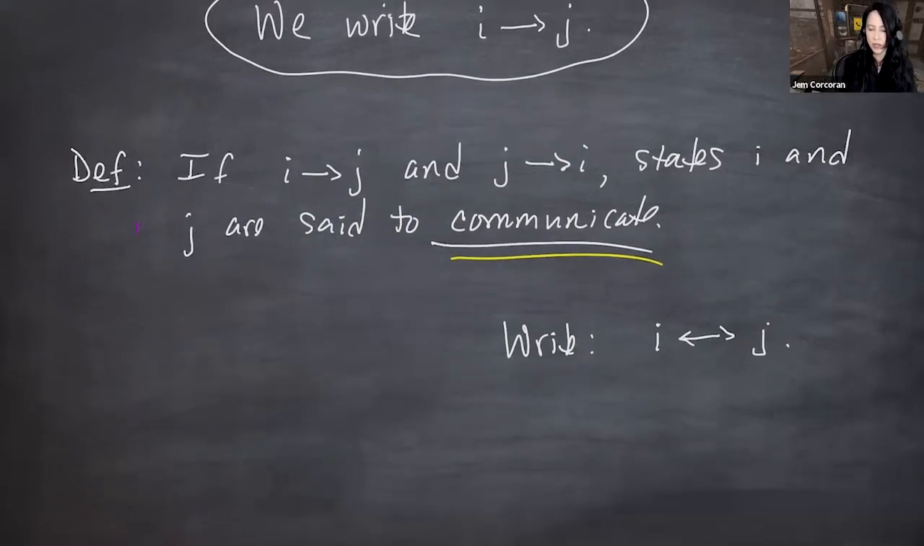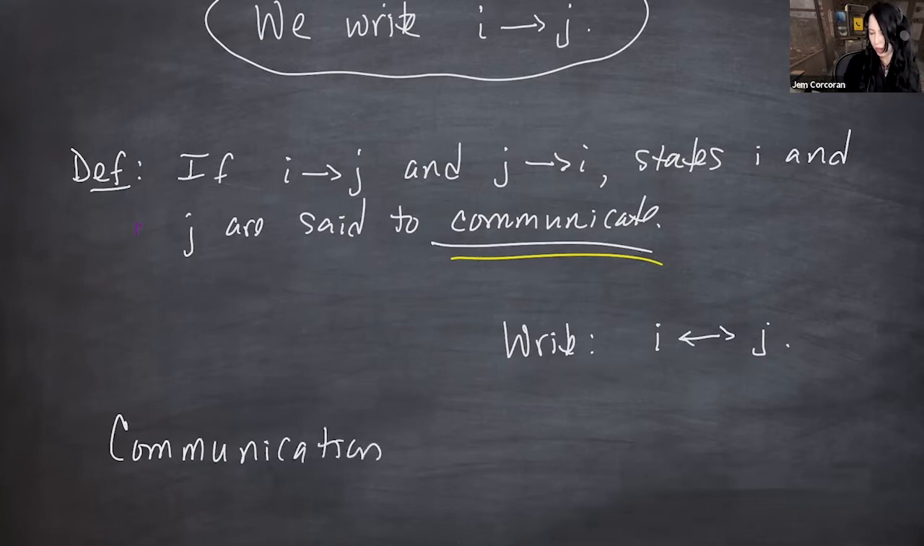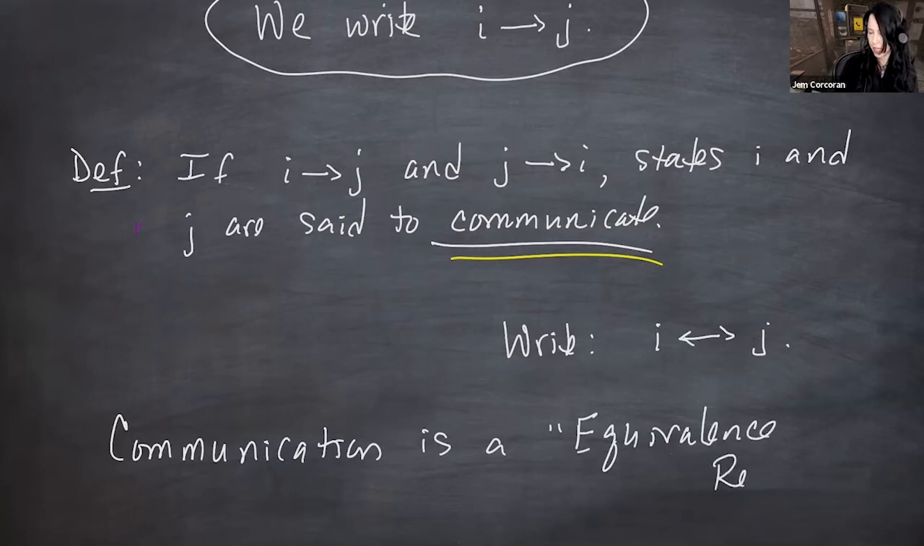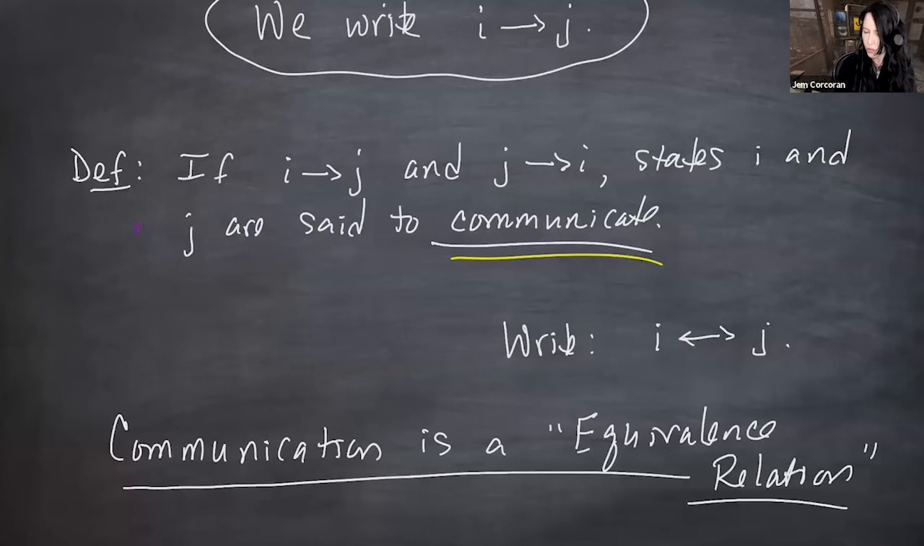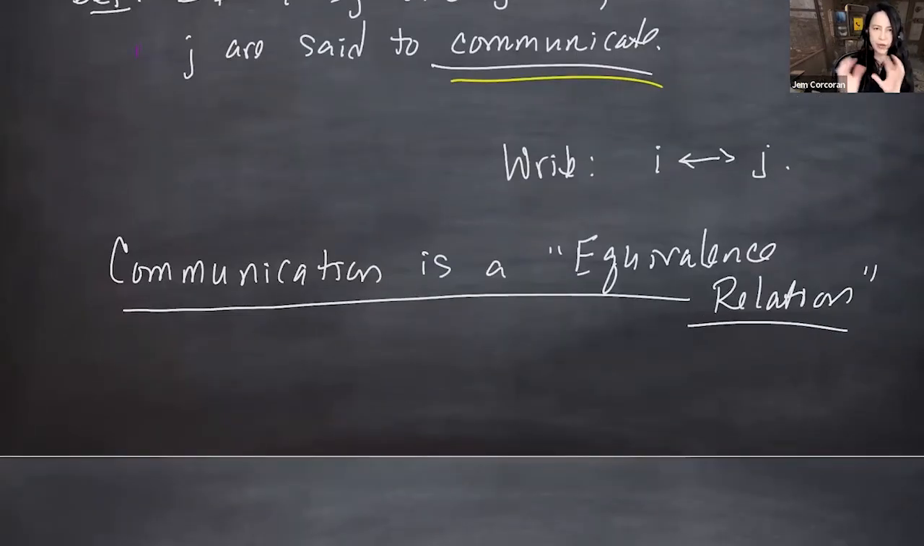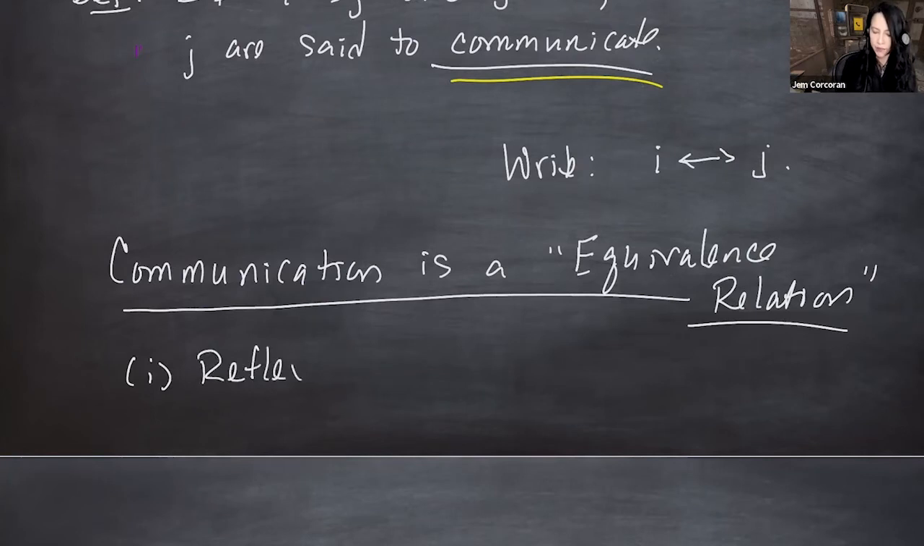Okay, so communication is an equivalence relation, which you may or may not have seen in some other kind of math class, usually in a more abstract algebra class. But I'm going to define what this is. So it is some sort of binary relation where you compare two things. And to be an equivalence relation, you need three properties, and they have names. So the first is the reflexive property.